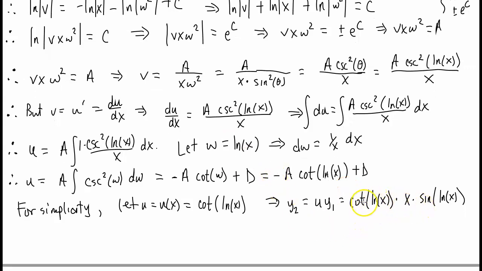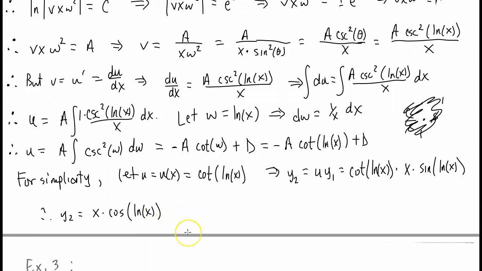So finally here, what we see is that when we multiply cotangent times sine, if you remember, cotangent is cosine over sine, and multiply that times sine, the sines are going to reduce to 1, and what we have left is cosine here. So of course, y2 is just going to be x times cosine of natural log of x.